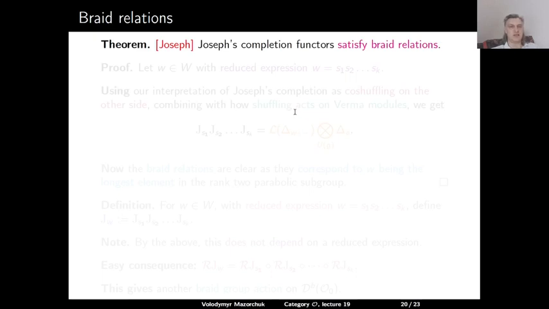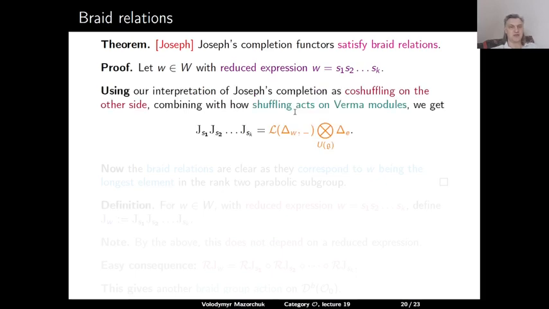Joseph's completion functors satisfy braid relations. Let w be an element in W with reduced expression w equals s1, s2, and so on, sk. Using our interpretation of Joseph's completion as co-shufflings on the right-hand side, combining with how shuffling and co-shuffling functors act on Verma modules, we get that the composition JS1, JS2, and so on, JSk, can be described as taking L from delta w to blank, and then tensoring over U(g) with delta e. So we simply shuffle the delta e element in the first variable of L by w.